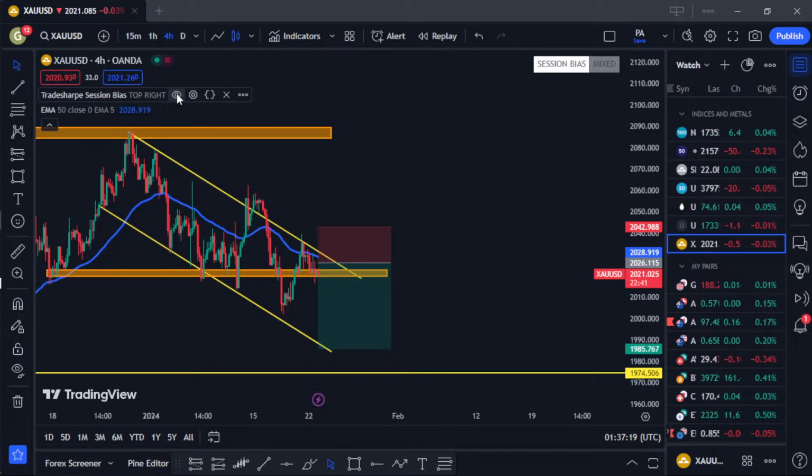So even if I should use my section bias, even the section bias is in support, it's telling you that the market is mixed right now. That's why I say you need to wait for it to pull back to the 50 moving average, show a sign of rejection before you place an order.